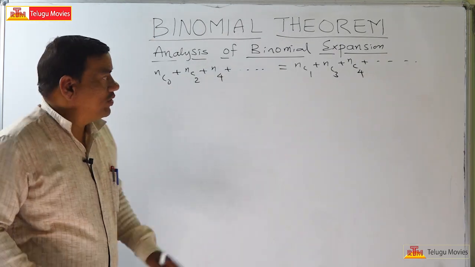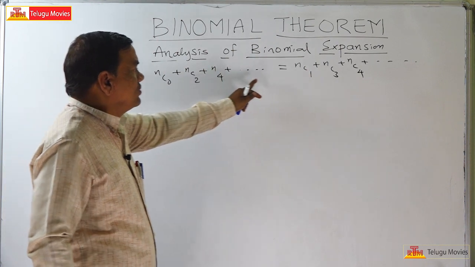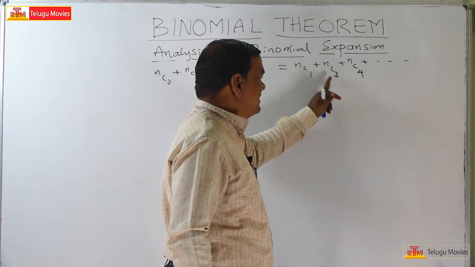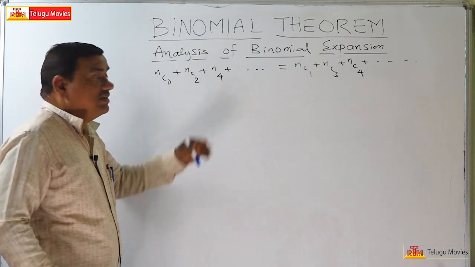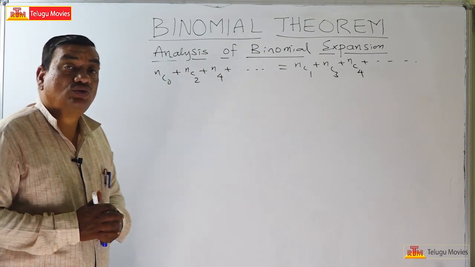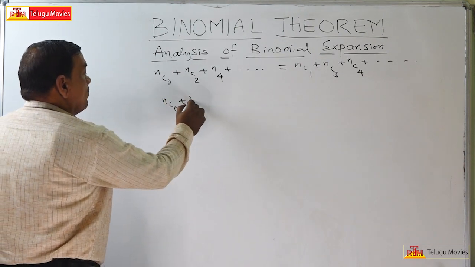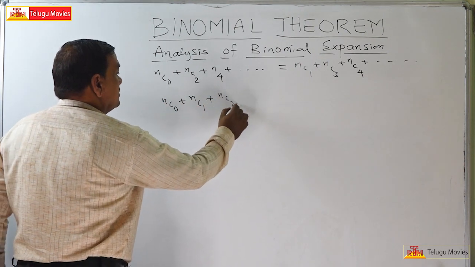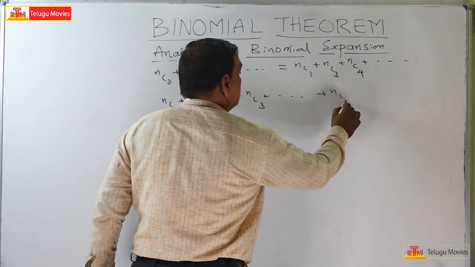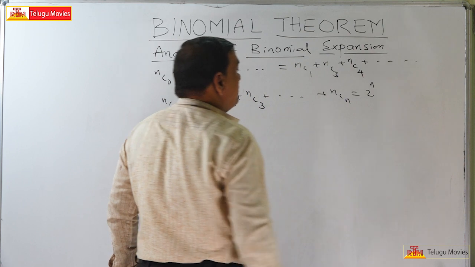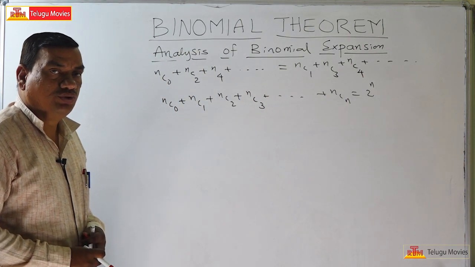Welcome back. So now we got the result here: nC0 plus nC2 plus nC4 and so on is equal to nC1 plus nC3 plus nC5 and so on. The total sum, nC0 plus nC1 plus nC2 plus nC3 plus so on, the last one is nCn, is equal to 2 to the power of n.